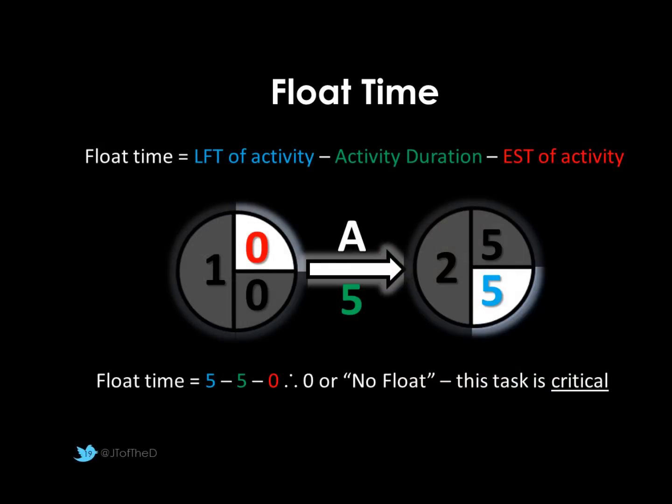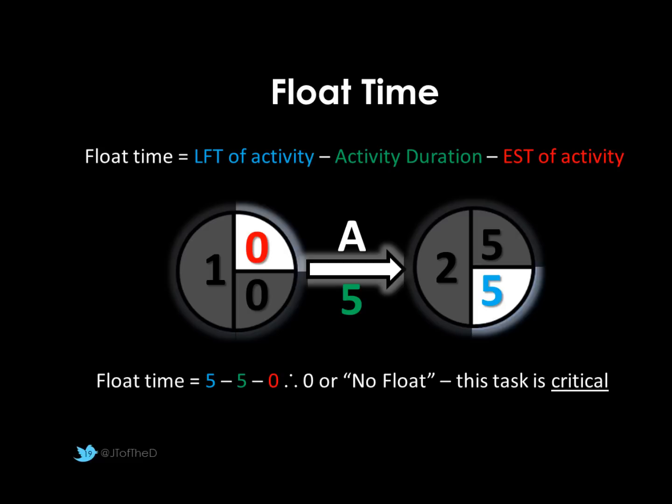So how do we calculate float? Again, I've left unshaded the numbers we're going to be using, and I've color-coded them hopefully to make them a little bit easier to look at. So float time is the latest finish time of an activity, again shown here in blue, so activity A has to be completed by 5. Take away the duration of the activity, again activity A takes 5. Take away the earliest start time of that activity, so 0. So our calculation, the float time for this activity is 5 minus 0, which actually is 0.